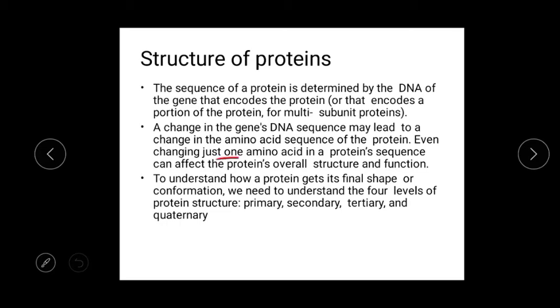Even if there is one change in one amino acid, the protein sequence will affect the overall protein structure and function. So the order of amino acids is very essential. For example, if there is glycine instead of alanine, the entire function and structure of the protein will change. To understand how a protein gets its final shape or conformation, we need to understand the 4 levels of protein structure. There are 4 types of protein structure: primary, secondary, tertiary and quaternary.